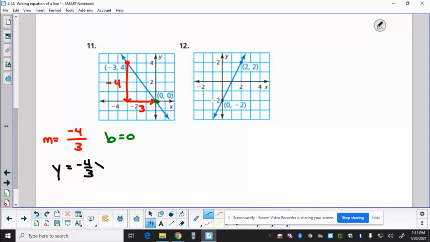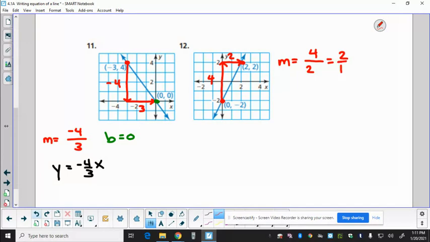Number 12. Let's get our slope. Okay, I'm going to need to go up 1, 2, 3, 4. So I went up 4. How far do I go over? I went over 2. Can't I reduce that? Sure can. 4 divided by 2 is 2 over 1, or just 2.